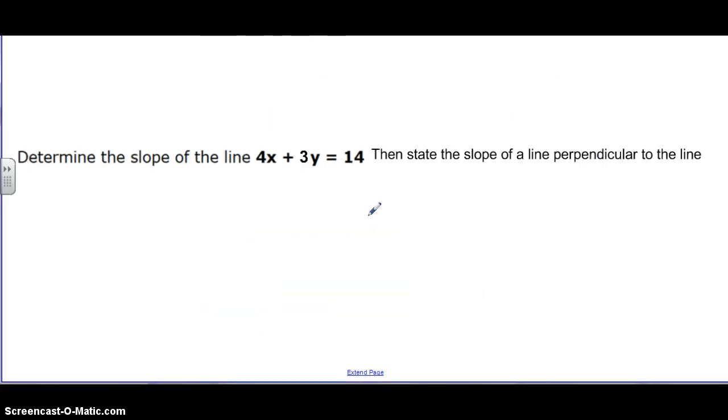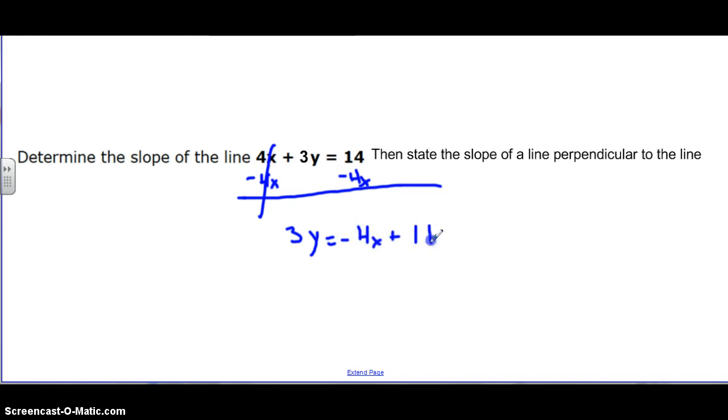All right, for our final question, let's check this guy out. To start us off, remember, we have to get this x out of the way. So we're going to subtract 4x from both sides. Okay, this goes away. We bring down the 3y. And remember, these aren't like terms, so I can't actually subtract them. So it's just negative 4x plus 14.